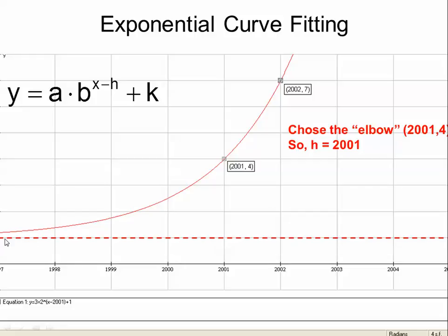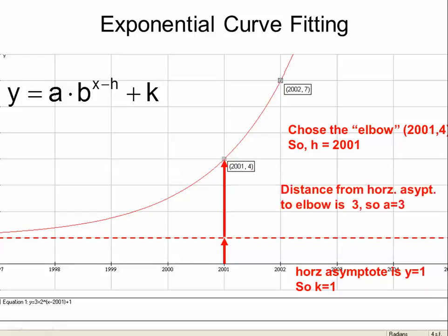So we draw in the horizontal asymptote. It appears as if the data is leveling off to something like this height of 1. So the horizontal asymptote is y equals 1, so k is equal to 1. Of the model y equals a times b to the x, the horizontal asymptote was the x-axis. Now it's been moved up 1. That's why k is 1.